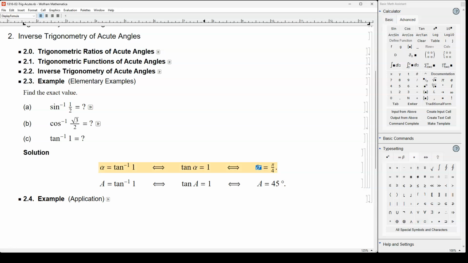Sorry about the typo. I wanted the alpha. Somehow I typed sigma there. Sorry about that.